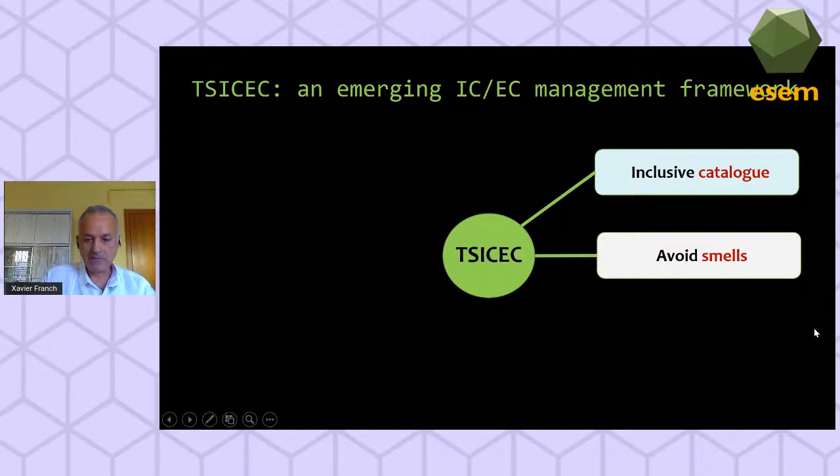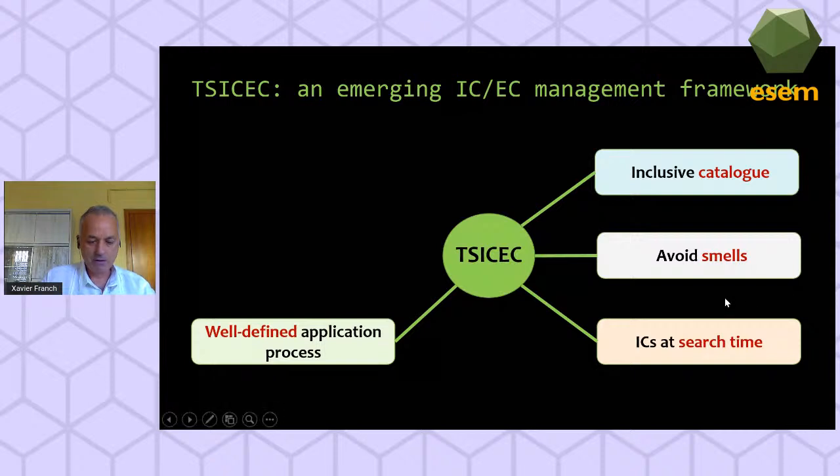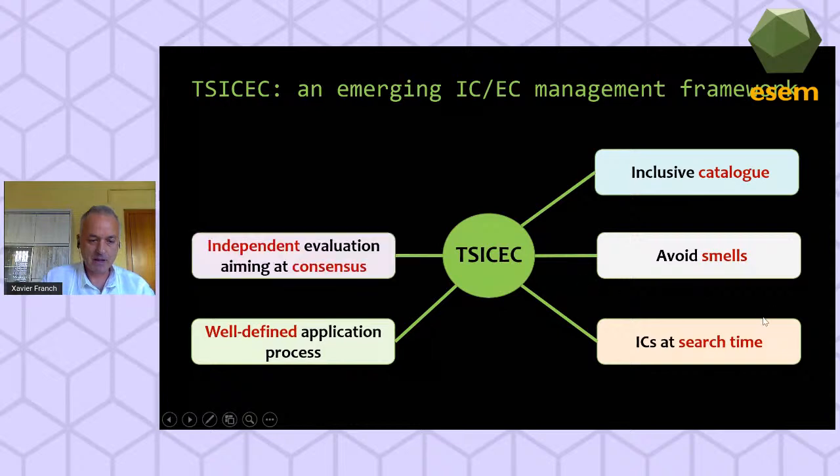Second, to provide a series of guidelines to avoid this mess that we identified in our tertiary study. Third, and as a way to differentiate explicitly inclusion and exclusion criteria, we propose to define as inclusion criteria those criteria that are checked at search time, and then exclusion criteria are applied over the result of the search. Fourth, we have defined a well-defined application process consisting of four steps in which we try to guide in a systematic way the conduct of the tertiary study.